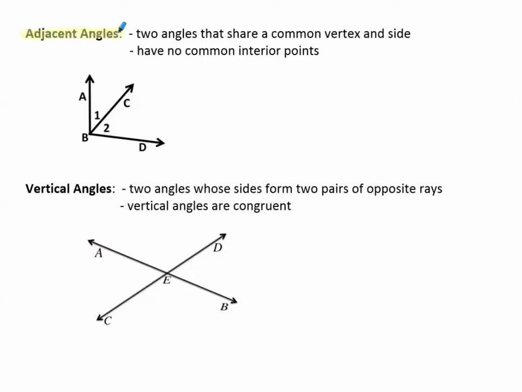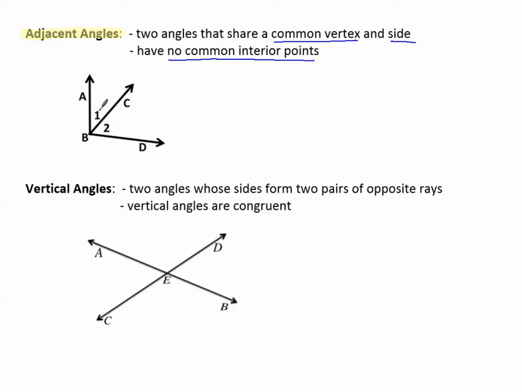Adjacent angles. These are two angles that share a common vertex and side. They have no common interior points. So what does that mean to share a common vertex and side? Here are two angles, angles 1 and 2.